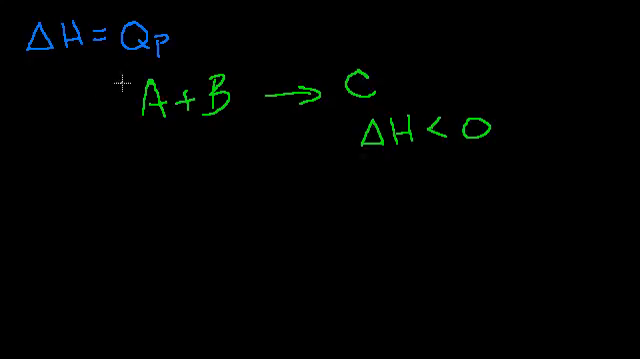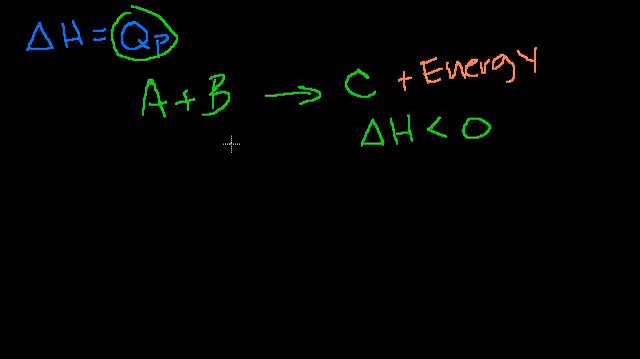Because change in enthalpy, when we're dealing with a constant pressure system, is heat added to the system. If the heat added to the system is negative, we must be releasing heat. So we're releasing heat or energy, so plus energy. And we learned in a previous video that we call this an exothermic reaction. Exothermic.